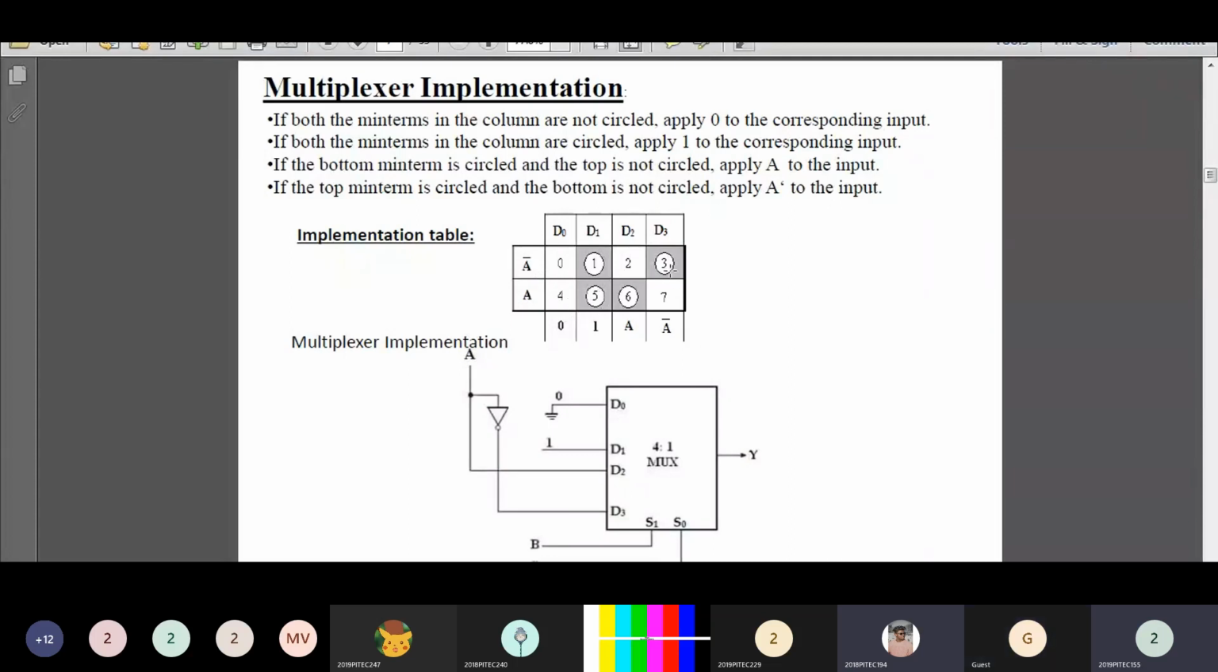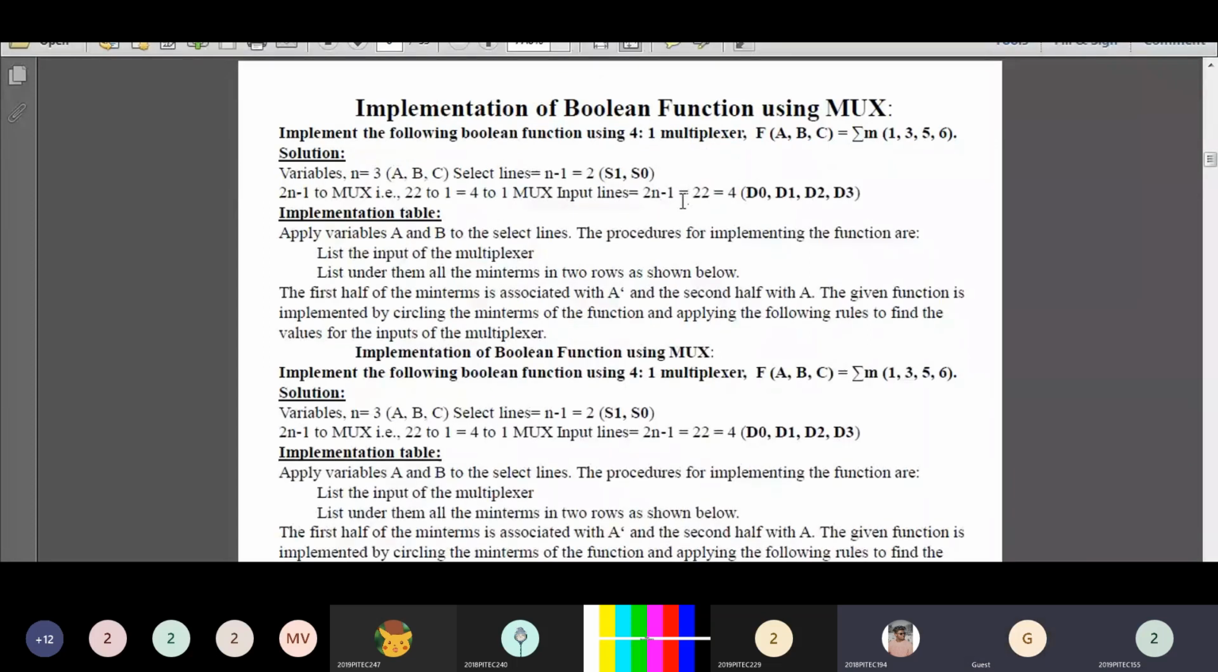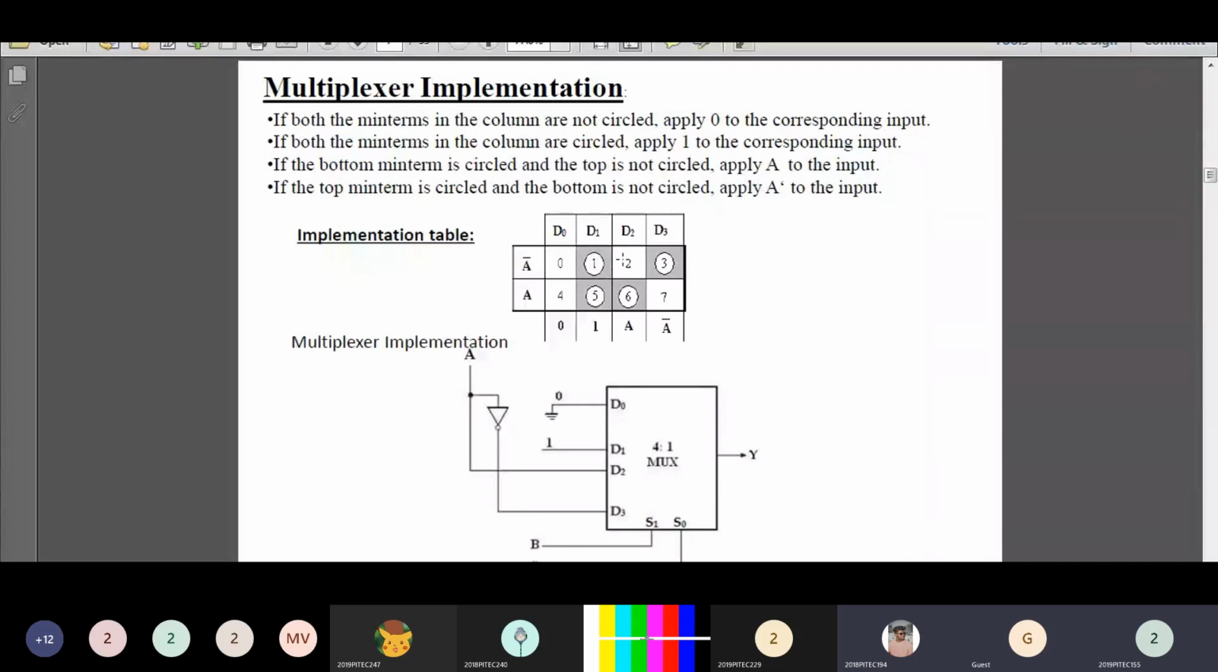Now you have to circle the given min terms. First, you have to write all the possible min terms for the 3 variable function, that is 0 to 7. After that, you have to circle the given min terms. Now look at the problem. F of a, b, c is equal to summation of min terms 1, 3, 5, 6. So you have to circle the min terms 1, 3, 5, 6.